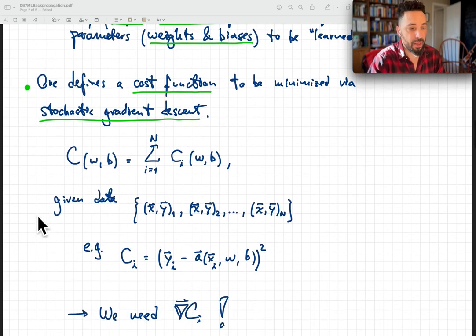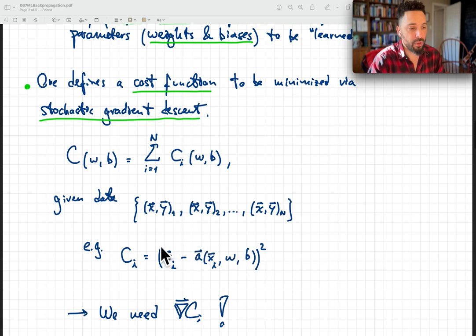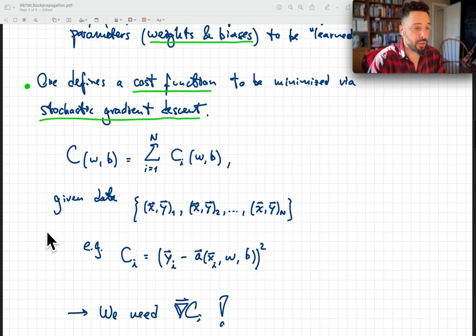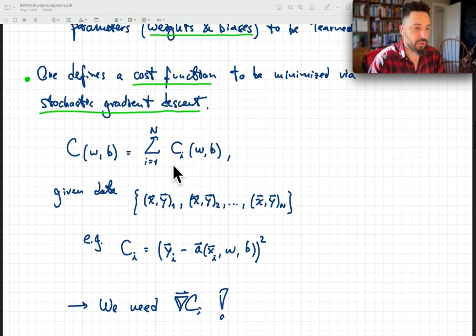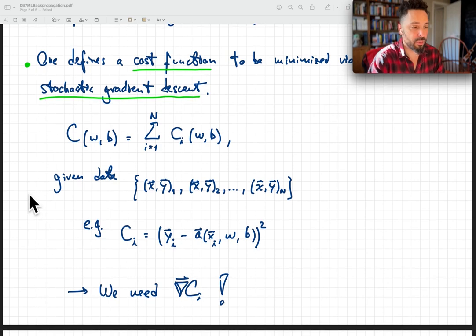And an example of that is given here. So it could be that you decide that the cost function for a given sample is given by this. It's the difference squared between the desired output, what you want to get, and what the network gives you. Now, regardless of how you choose this cost function, it could be like this, very simple. It could be more complicated, like the logarithmic case we saw in the previous video.